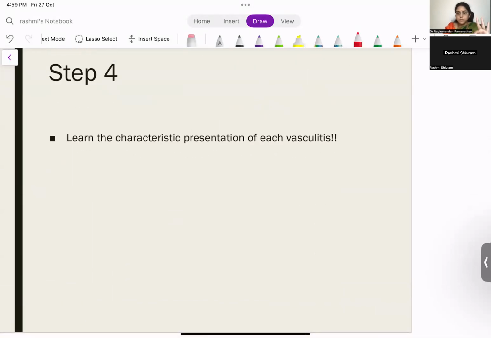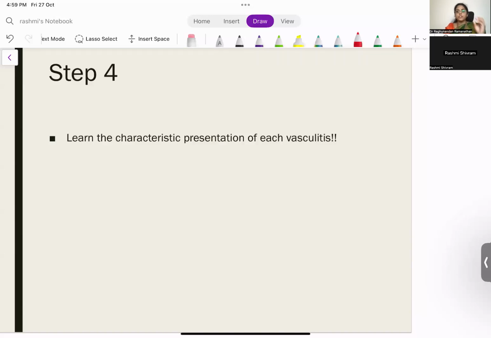So we finished 3 steps. First, you need to have the suspicion of having a vasculitis in this patient. You need to know when to be suspicious of vasculitis in that patient. Then you have to rule out the secondary causes of vasculitis. Then you need to know the vessels which are involved. And then coming to step 4, we need to learn the characteristic presentation of each vasculitis.